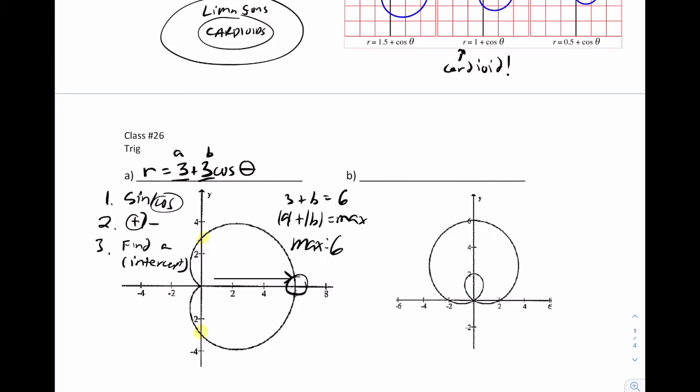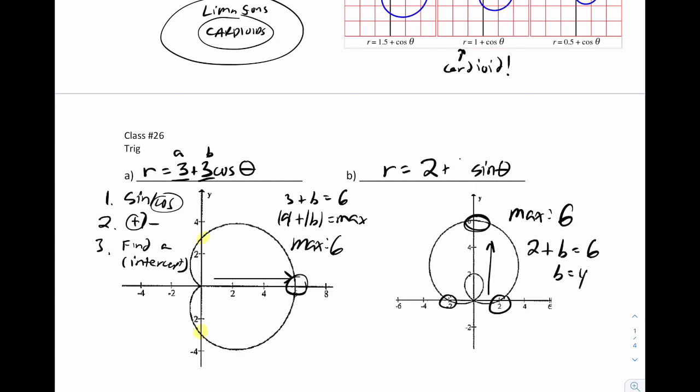So I'll do one more with you. R equals, I can see that it's sine, because it's going up, and it's positive, so I write positive sine theta. The intercept value is right here, so I'll write 2. And notice how the max value here is 6. So think about it. 2 plus b must equal 6. b must be 4. So there's your equation, r equals 2 plus 4 sine theta.